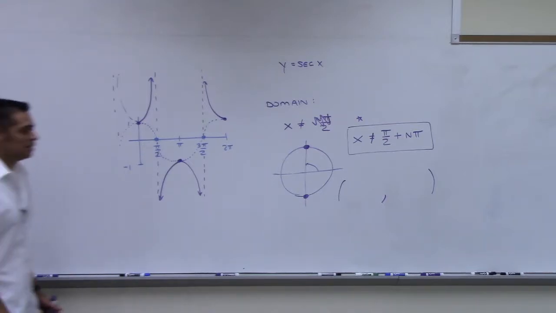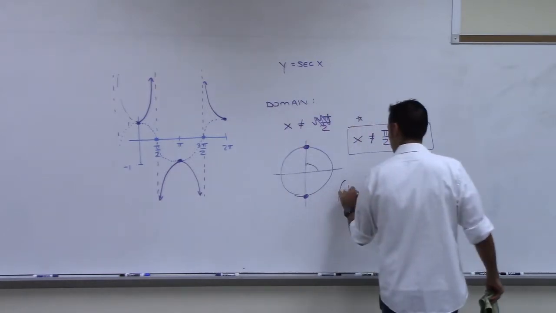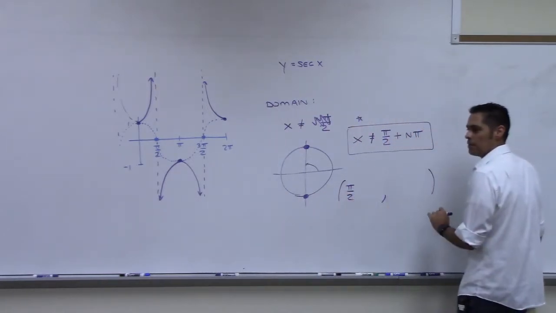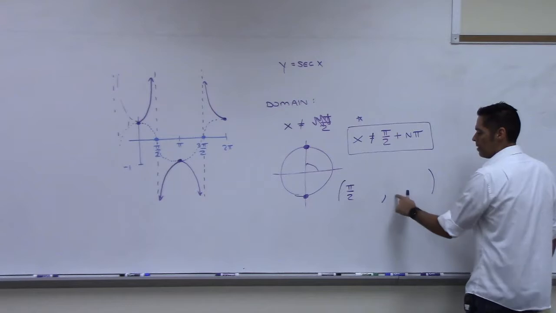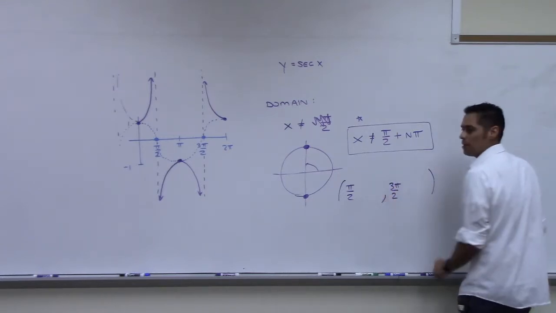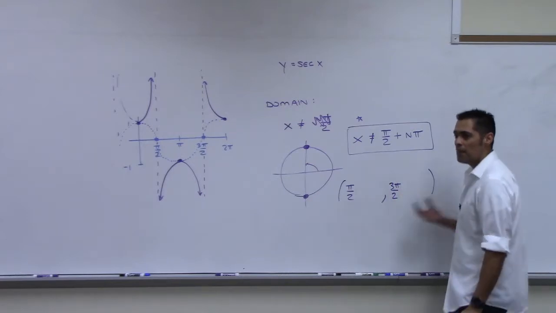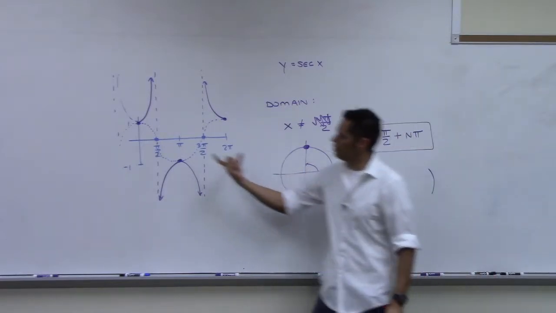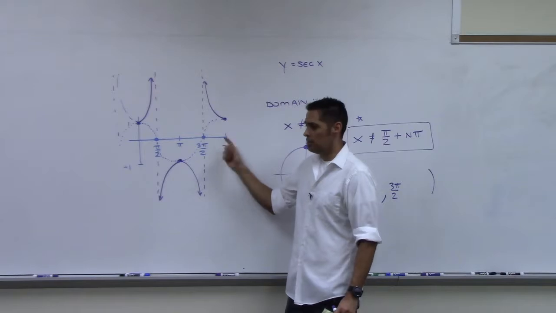No? Pi over 2. How about here? 3 pi over 2. Okay, good. And now you just need to jump by how much to move over? To take this interval, to jump it over, you have to jump by n pi.